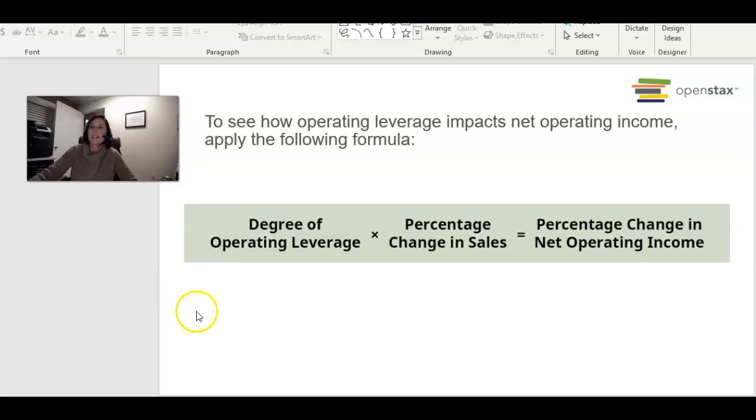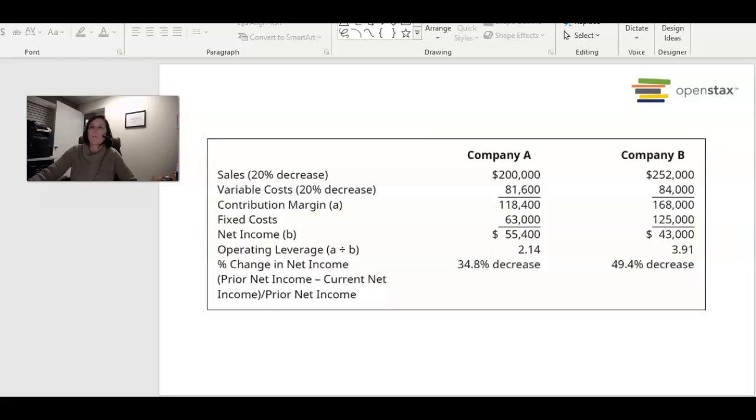So if you want to see how operating leverage impacts net income, this is the formula for you. You take that degree of operating leverage, and then you multiply that by a percentage change in sales. And that's going to give you the percentage change in net operating income.